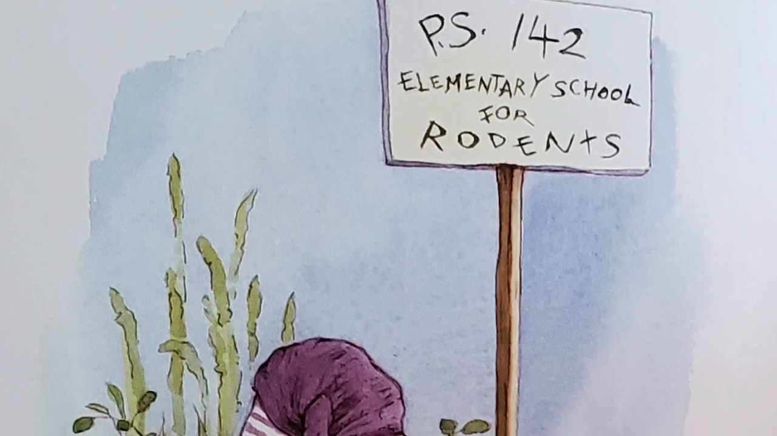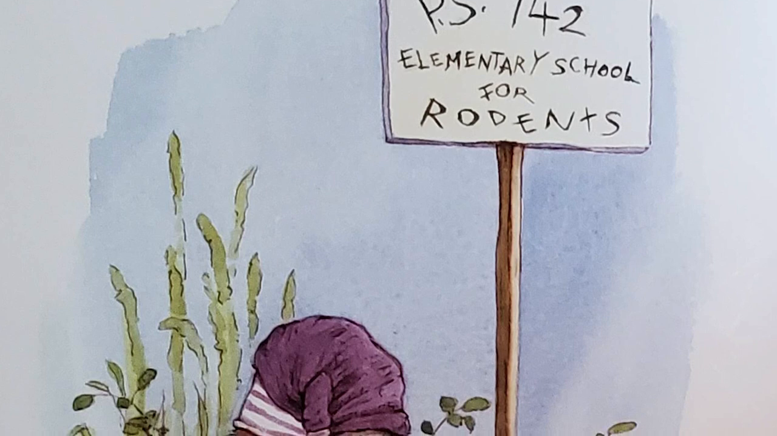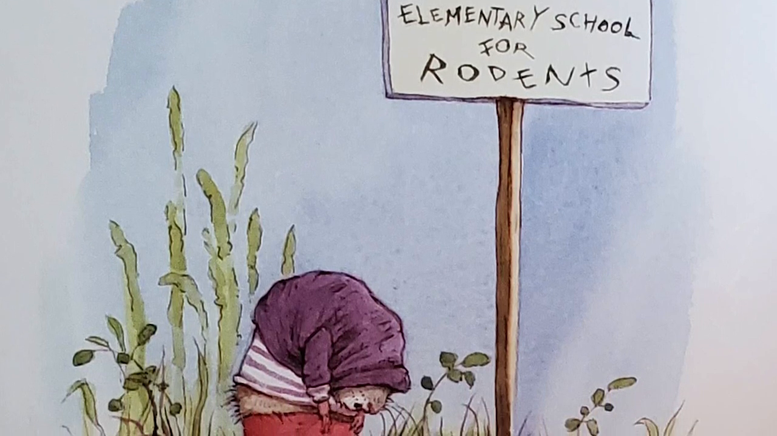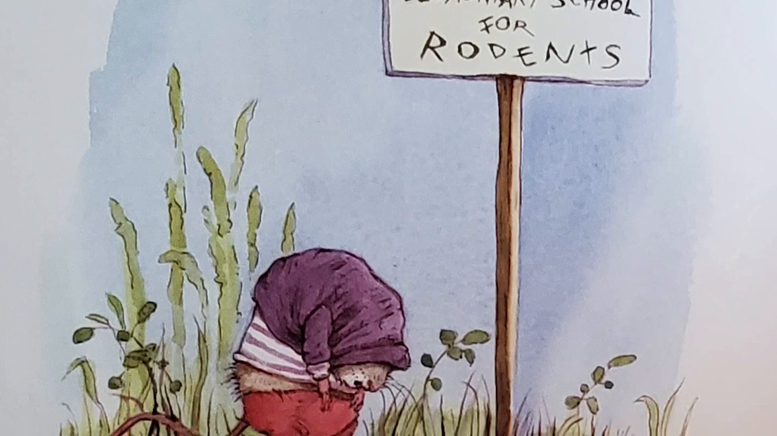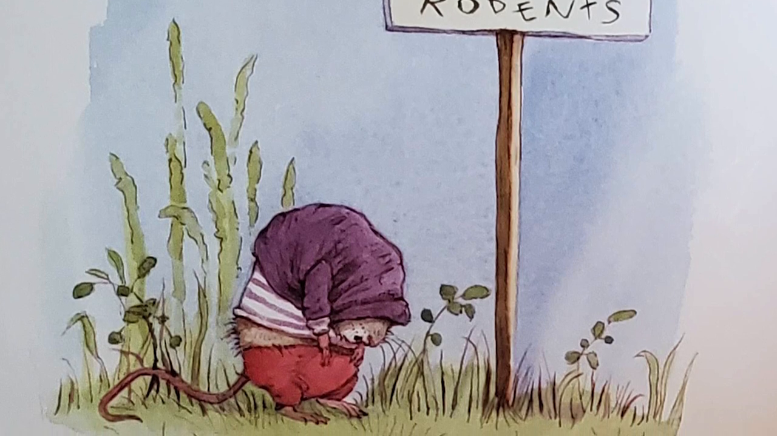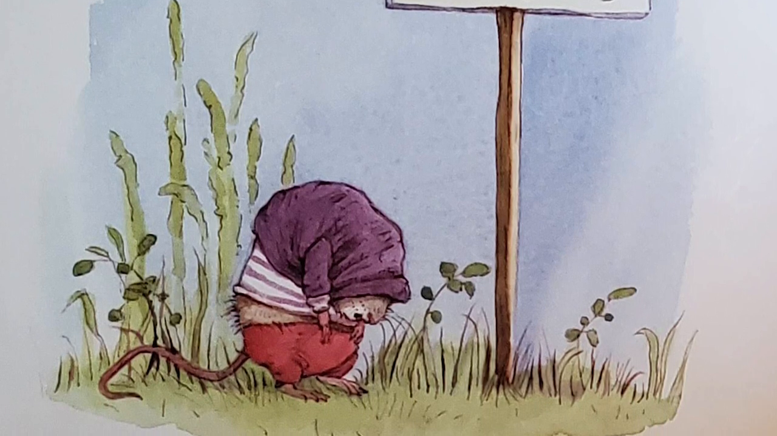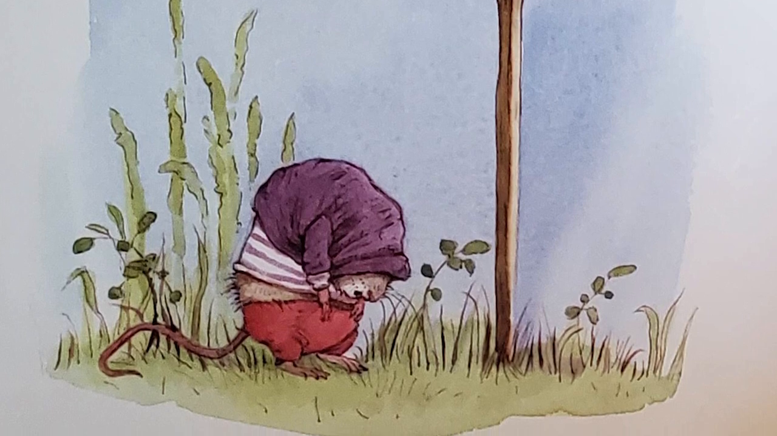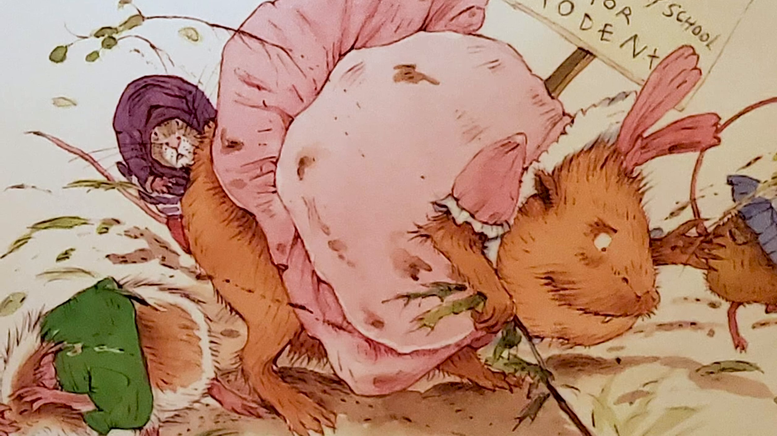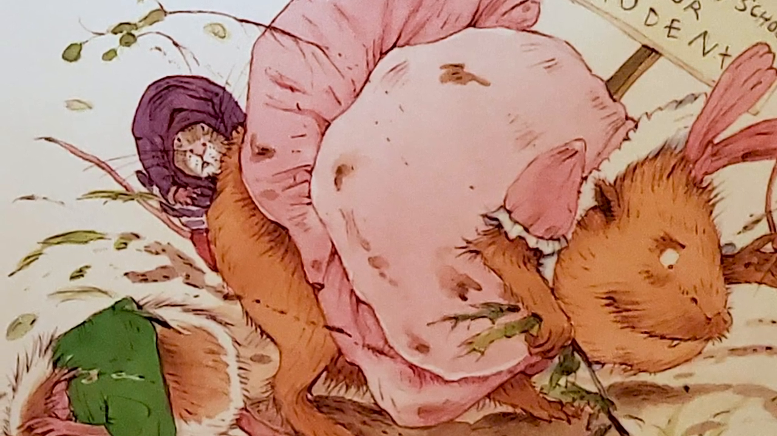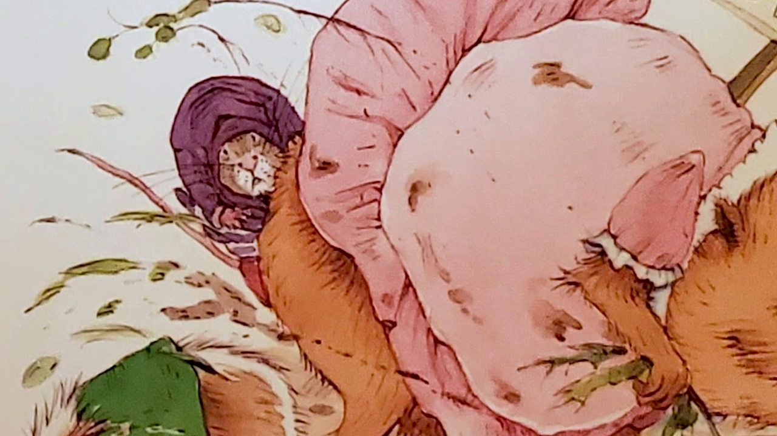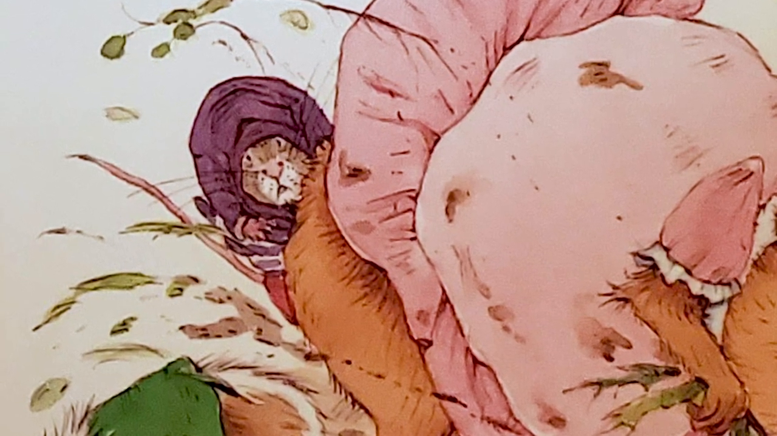The tiny, trembling leader of the game stood before the eager players, his head well inside his jacket, and squeaked, "Wadney says, weed the sign." While the other rodents read PS 142 Elementary School for Rodents, Camilla began pulling up weeds around the sign and wildly flinging them hither and yon till she was clear up to her teeth in dirt. The other rodents began to smile.